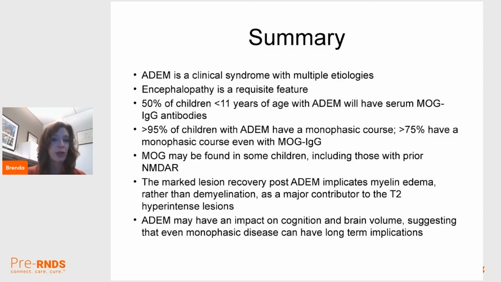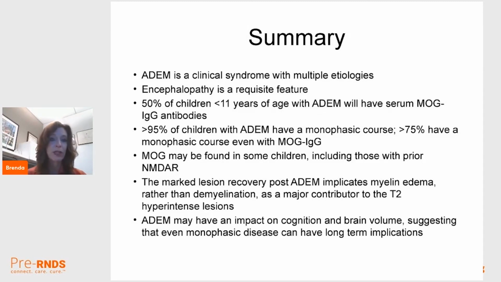Fifty percent of children under age 11 will have serum MOG antibodies, making this a reasonable test to look for in this population. The majority of children with ADEM have a monophasic course, and even among those with MOG IgG, the majority will have one attack only. So the presence of MOG IgG does not, at onset, necessitate chronic immune modulation. The international consensus criteria and treatment for MOGAD do not advocate treating with chronic immune therapy unless the patient declares themselves relapsing.